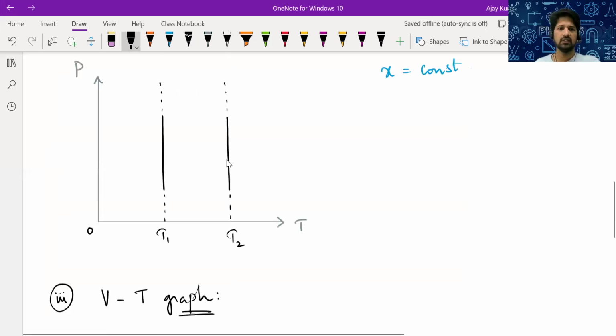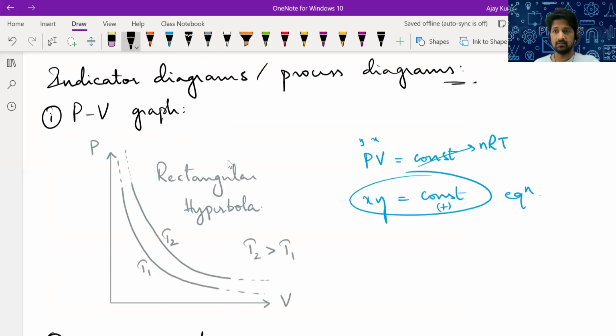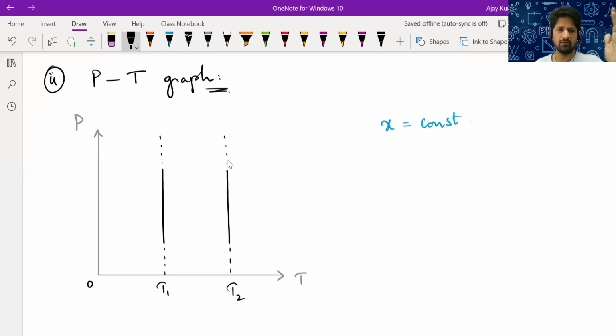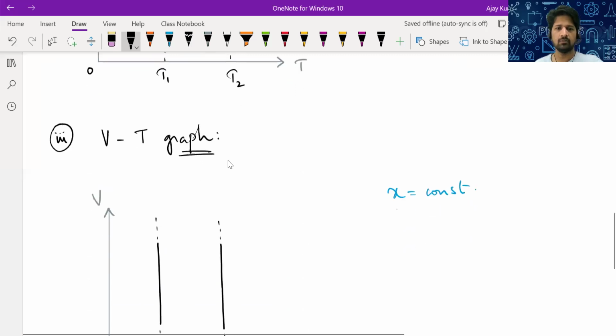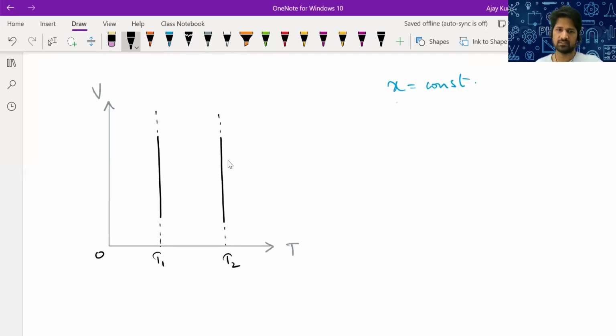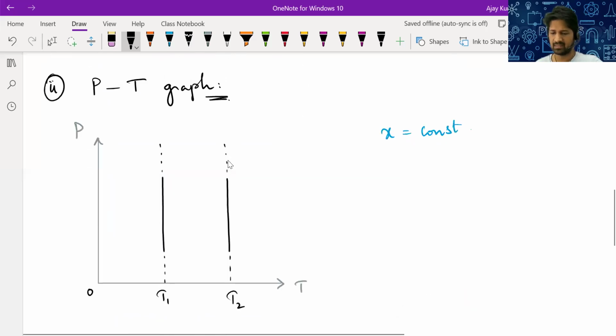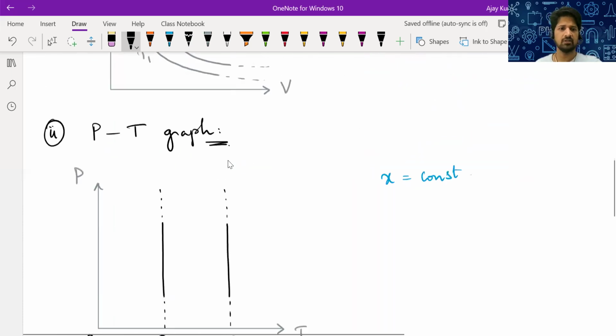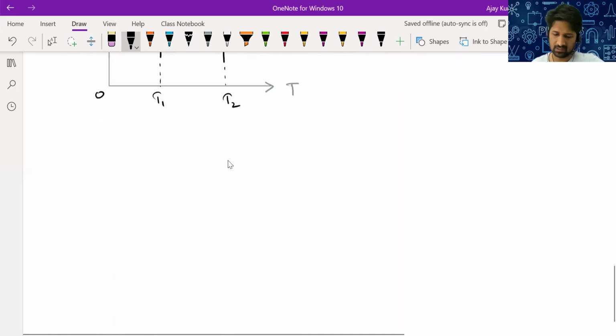Okay. So these are the graphs for an isothermal process. PV graph, which is a rectangular hyperbola. Pressure temperature graph, straight line parallel to pressure axis. Volume temperature graph, straight line parallel to volume axis because temperature is constant. So for all the standard thermodynamic processes, you should know how the graphs will look. So we have done that part for isothermal process.